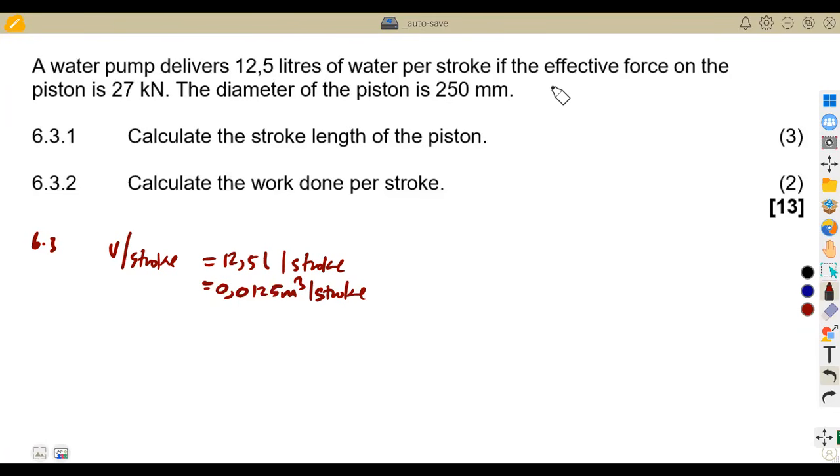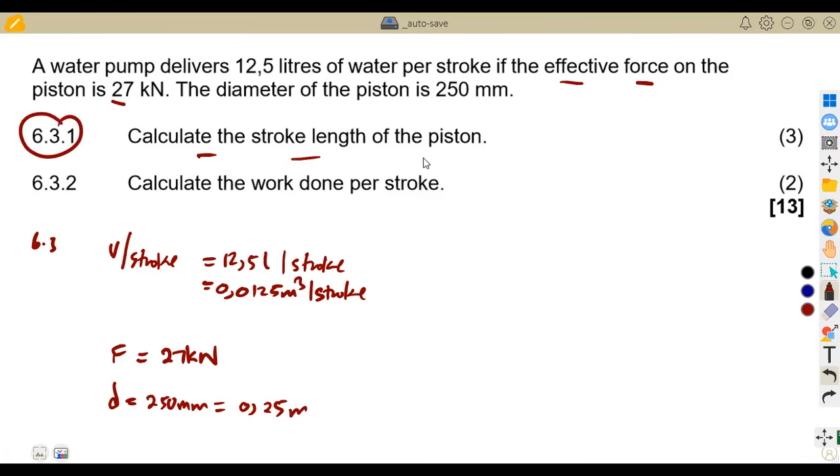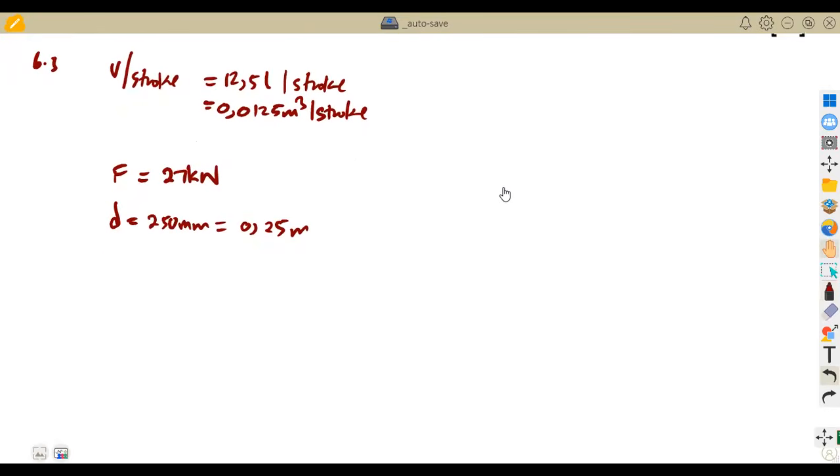All right, then we are also given that the effective force on the piston is 75 kilonewton. So we've got the force that is acting, which is the effective force, and the diameter of the piston in this case is given as 250 millimeters, which is 0.25 meters. We are asked to calculate the stroke length of the piston, which is L.